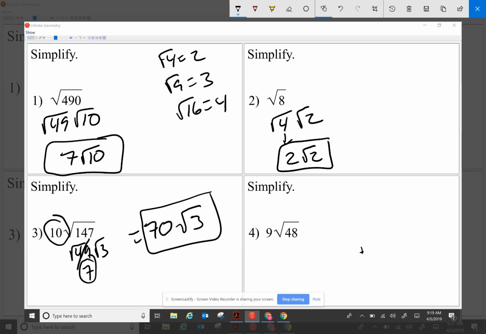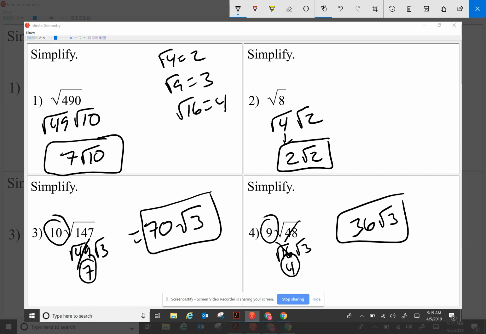Looking at square root of 48, I'm going to split that as square root of 16 times square root of 3. I'm thinking of two numbers that multiply to equal 48, such that one of them is a perfect square. Square root of 16 is 4, so that becomes a whole number. I have a 9 on the outside to begin with, so 9 times 4, that gives me 36, radical 3. So if there's a number on the outside to begin with, don't forget to multiply your whole numbers.